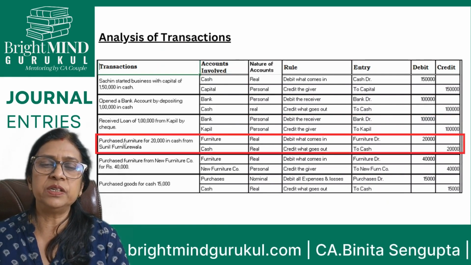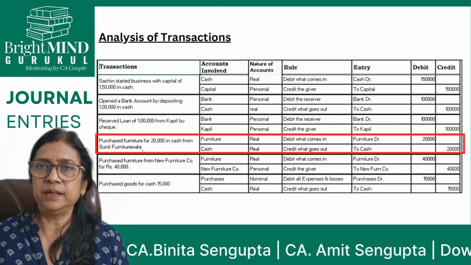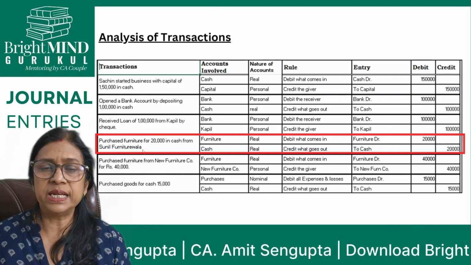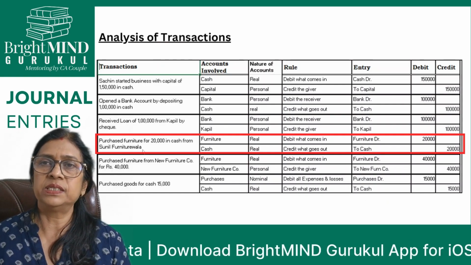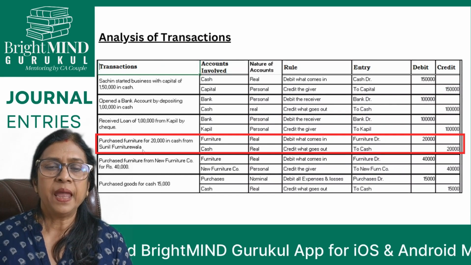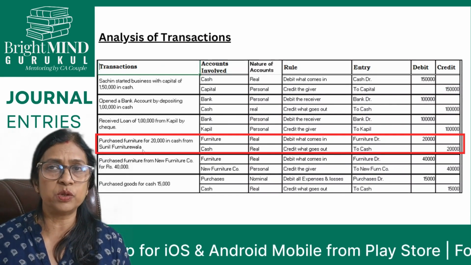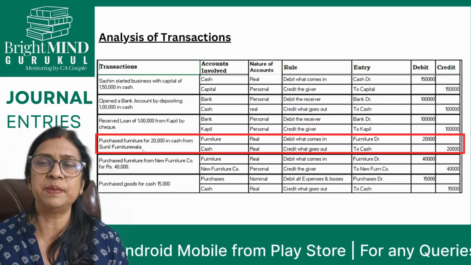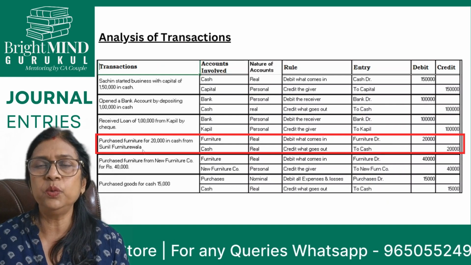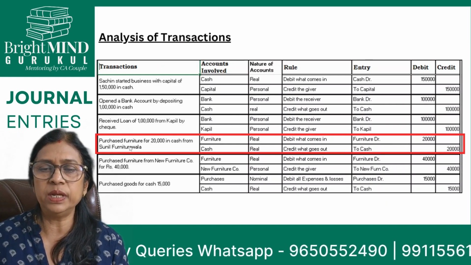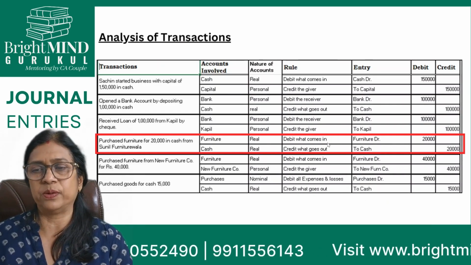Similarly, purchase furniture for 20,000 in cash from Sunil Furniture Wala. Now see here. The two accounts that are involved, that is also very important to identify. What are the two accounts? Purchase furniture, that means furniture is coming in, and 20,000 in cash. Cash is being paid. Here Sunil Furniture Wala is also written, but since cash is mentioned, we are going to ignore Sunil Furniture Wala. So the entry will be furniture debit to cash. Furniture is a real account and cash is also a real account. So this rule will go: debit what comes in, credit what goes out.